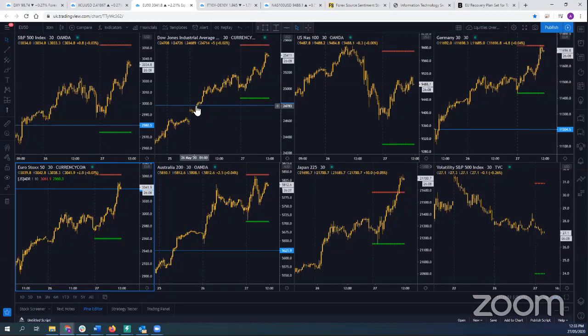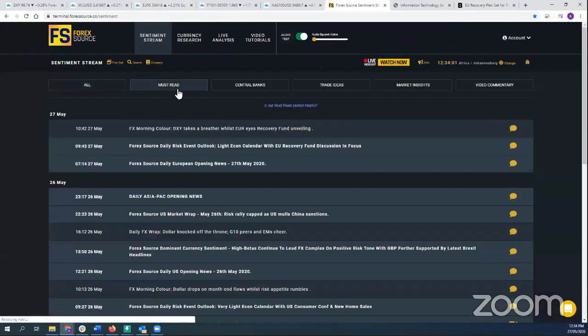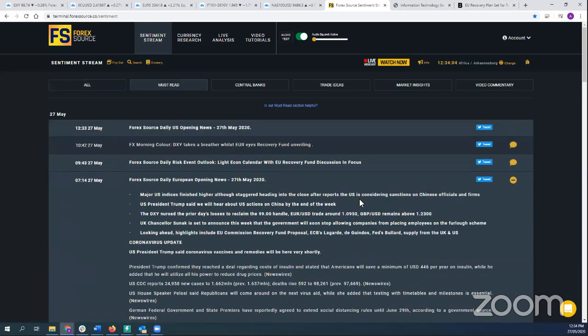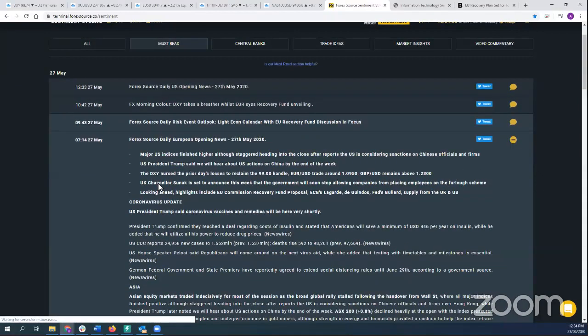What happened at the end of yesterday's session is we did have a couple of announcements coming out from the US side. To quickly recap, the US said they are considering sanctions on Chinese officials and firms, obviously due to the Hong Kong legislation. And US President Trump said that we will hear about possible US actions on China by the end of this week.